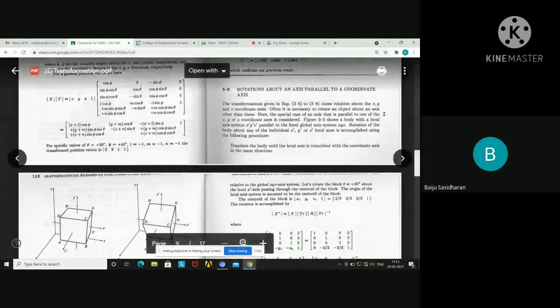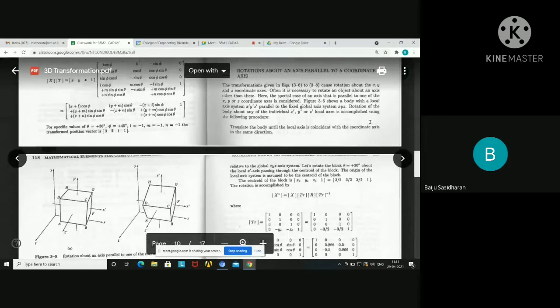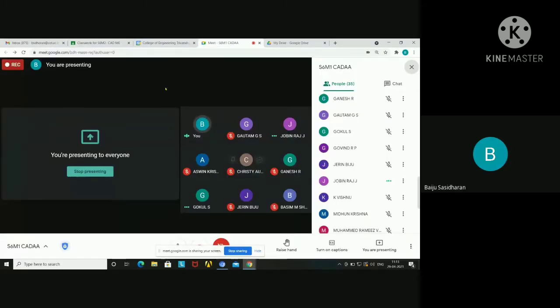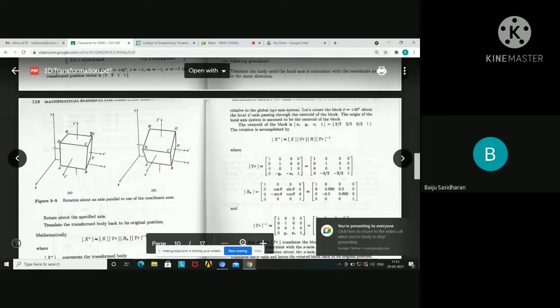Next one is rotation about an axis parallel to the coordinate axis. But very simple. This is a parallelepiped. We have the coordinates x, y, and z. And in the parallelepiped, there is an axis which is passing through its center. It is indicated as x dash.